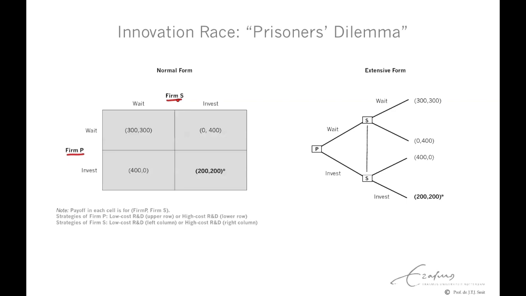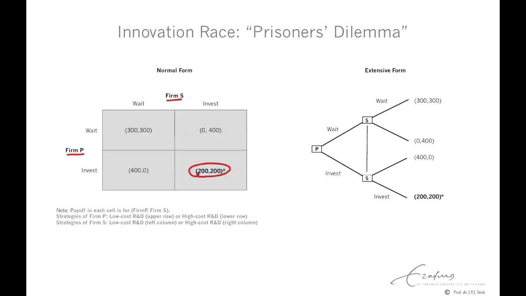The total market value from immediate investment, whether by a single firm or shared equally among the two firms, is 400 million. So if both firms invest simultaneously, over here and over here, they both share equally the 400 million and they receive 200 million, each of them.